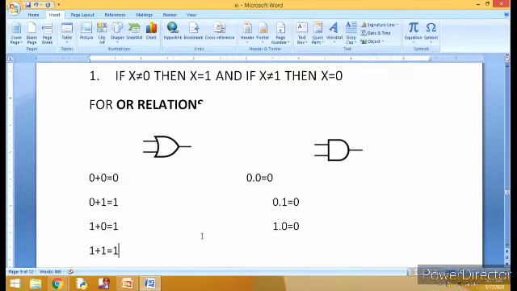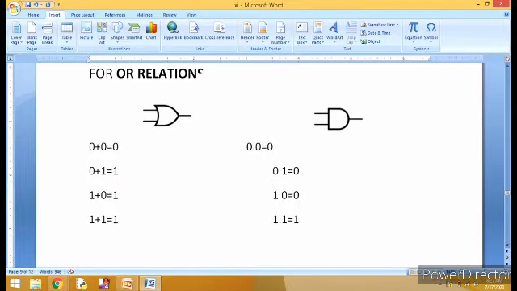Next, if both the signals are 1, then what will you get? 1. We have already done this in the last class also. We say these things are in the form of postulates.